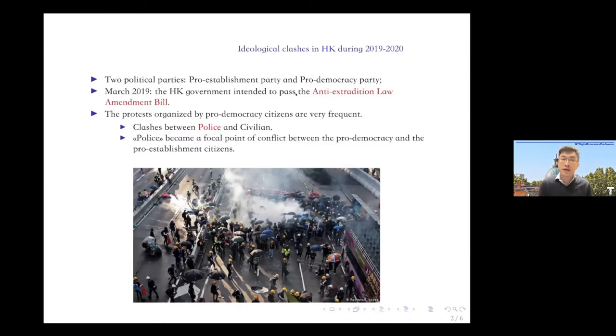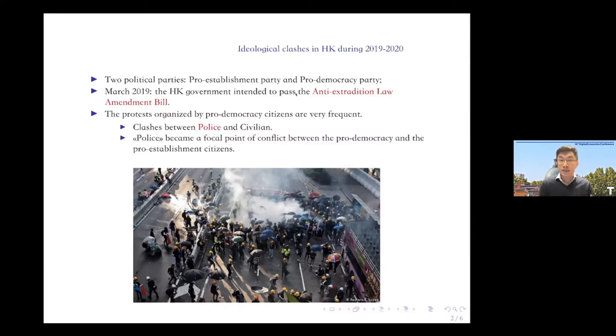In March 2019, the HK government intended to pass an important law. The law is called Anti-Extradition Law Amendment Bill. That immediately hurts the feeling of those supporters for the Pro-Democracy Party. So they go on the street and they do a lot of protest. As you may see in the picture, during the protest, there are a lot of clashes between police and the civilian that makes the word police become the focal point of the ideological conflict between those two parties.